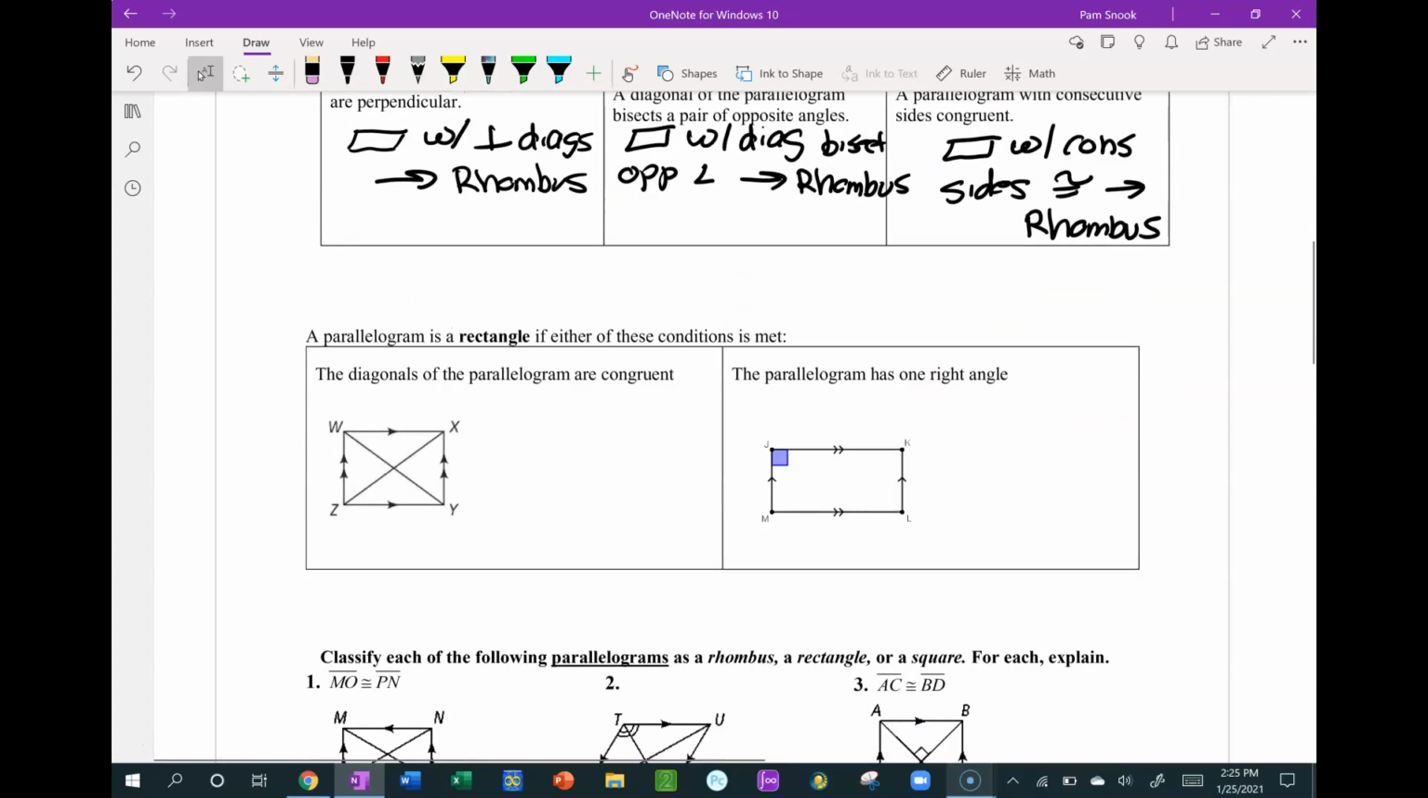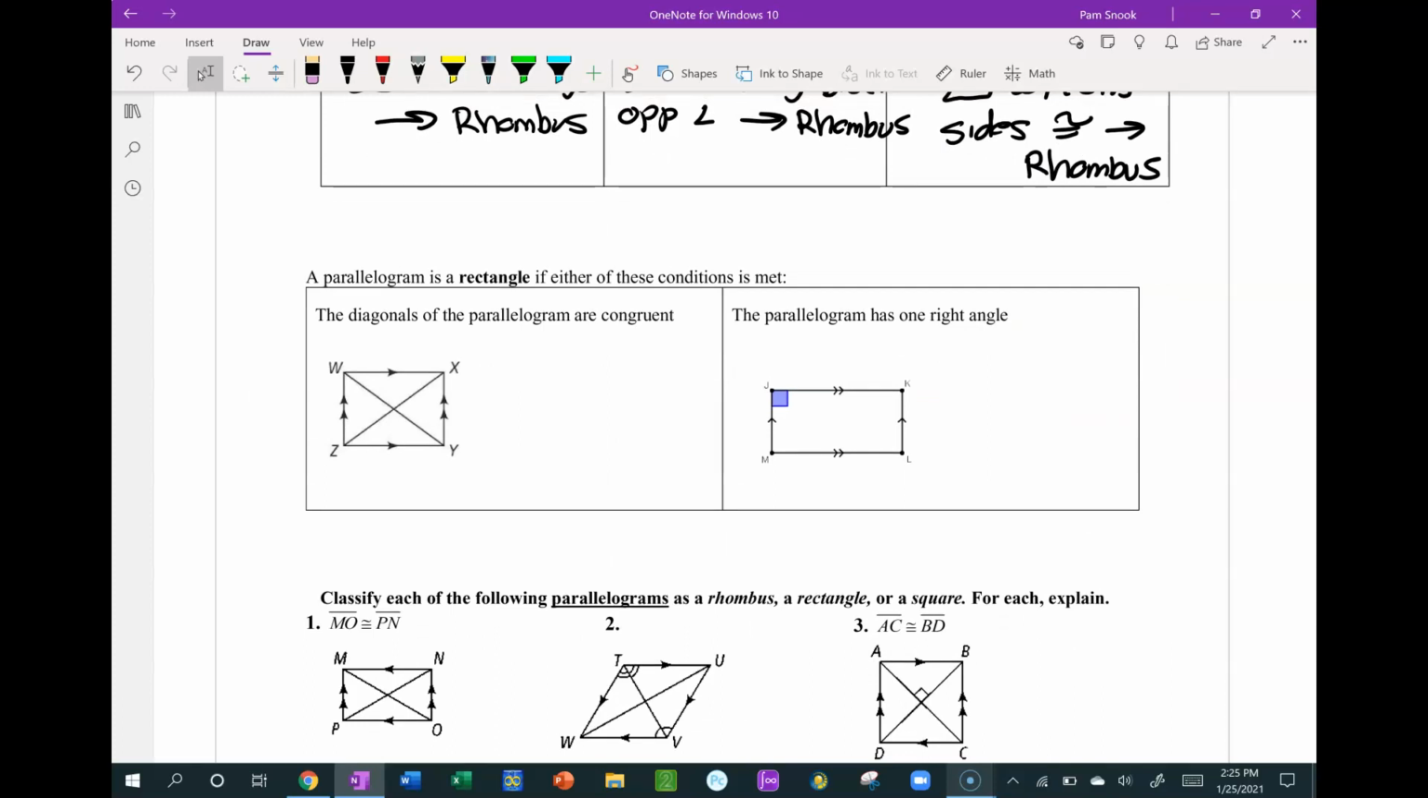All right, next is the rectangle. And there's only two conditions that we need. Either of those would work to make a rectangle. The first one is the diagonals are congruent. So if I look at my picture here, and if I said that WY was congruent to XZ, then I have a rectangle. So parallelogram with congruent diagonals implies rectangle.